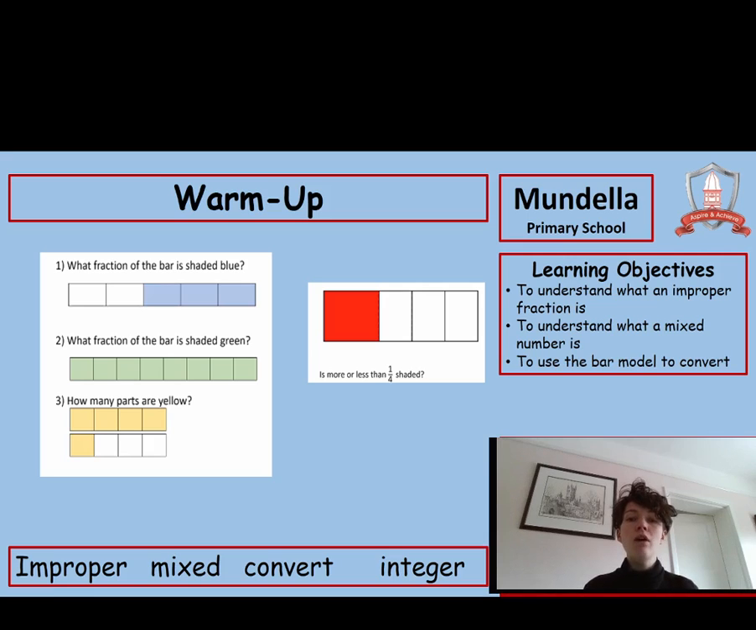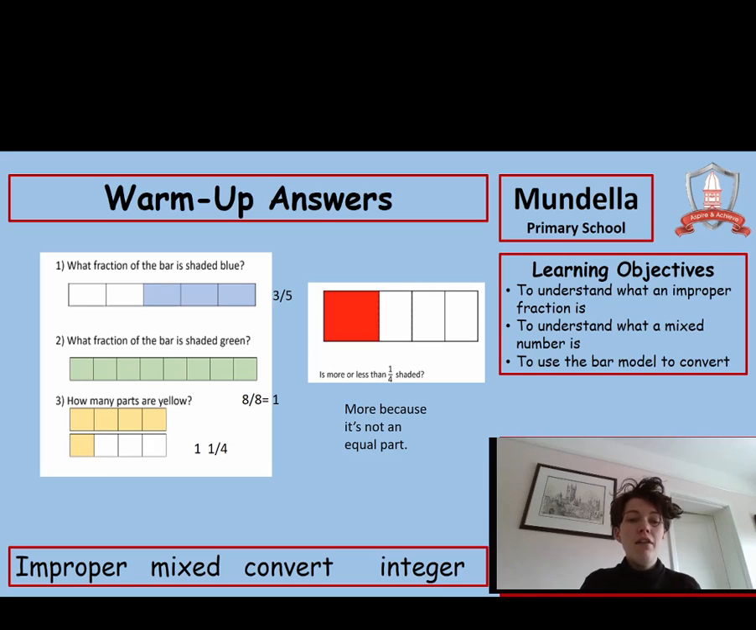Right then, your warm-up for today. What fraction of the bar is shaded blue? What fraction of the bar is shaded green? How many parts are yellow? Just take care with how the bars have been arranged. And then question 4: is more or less than 1/4 shaded? Pause the video now to answer the question.